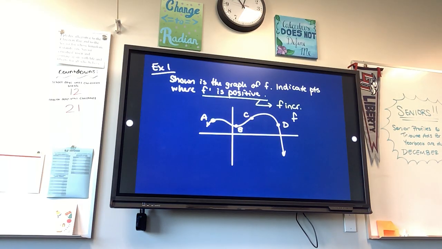At B, is the graph going up? We're always reading left to right, by the way, if you're unsure about that. At B, is the point going up? It is not, because it's remaining constant actually is what it's doing. It has leveled off, so not B.